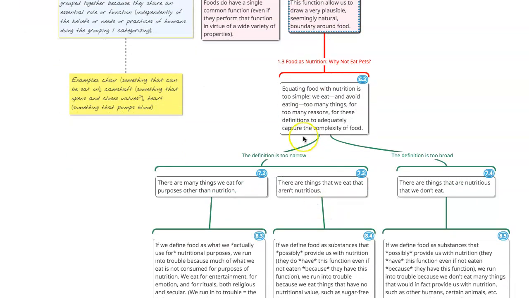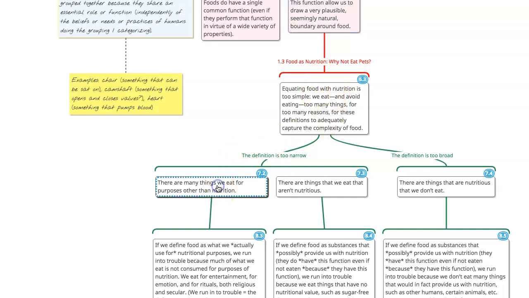And the claim here is that equating food with nutrition is too simple. We eat and we avoid eating too many things for too many reasons for these definitions to adequately capture the complexity of food. And to support this claim that it's too simple, which might seem just plausible, but it's really important to spell out our reasoning, she lays out two lines of argument.